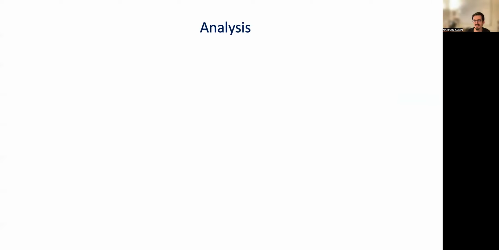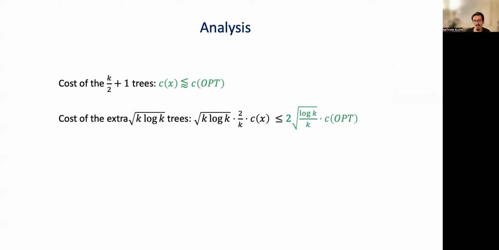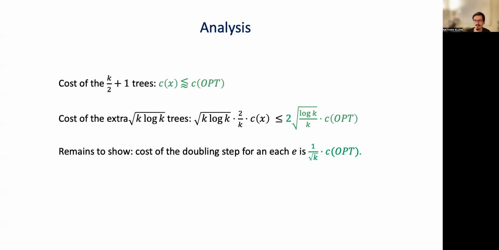Now here's the analysis again, said slightly more formally. So first we sample k over 2 plus 1 trees. This costs a tiny bit more than opt, which we won't worry about. Let's say it costs opt. And then we add an additional square root k log k trees, which since every tree costs 2 over k times the cost of opt, costs this much. So this is the dominating term. And finally, we need to argue that the cost of the doubling step is not too high. And as long as we do this, we get the desired ratio. And you can see that the constant is not too bad.